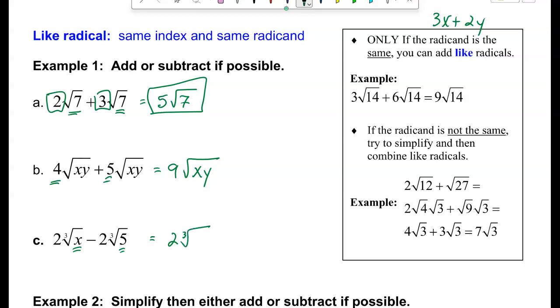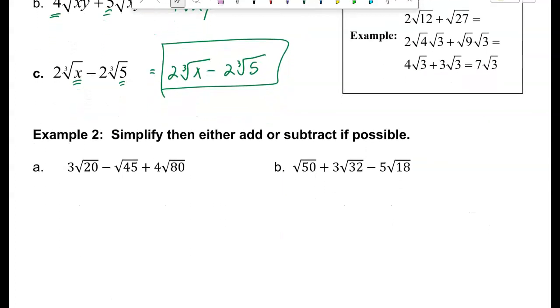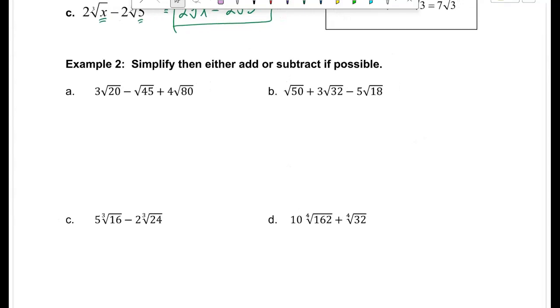2 times the cubic root of x minus 2 times the cubic root of 5. Absolutely nothing. You cannot add them together because they do not have exactly the same radicand. The radicals have to be the same. So when we're working with it today, I think we actually might get through our notes. Let's see if we can do this real quick.